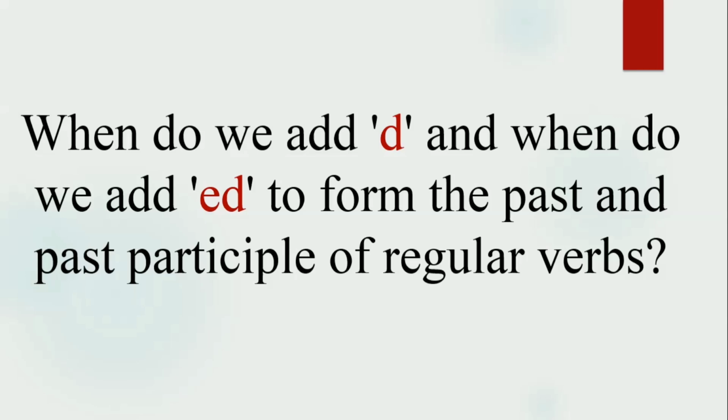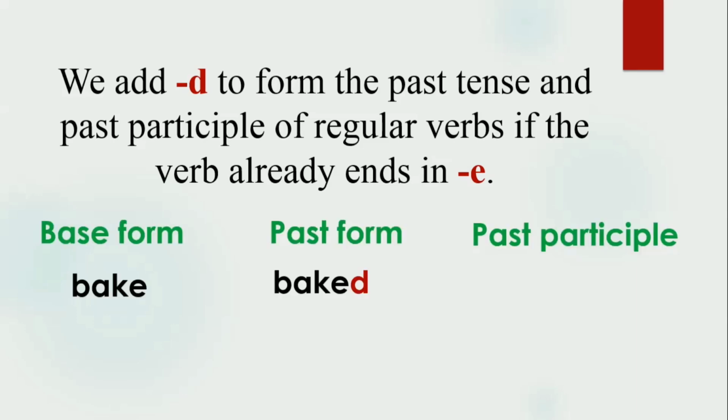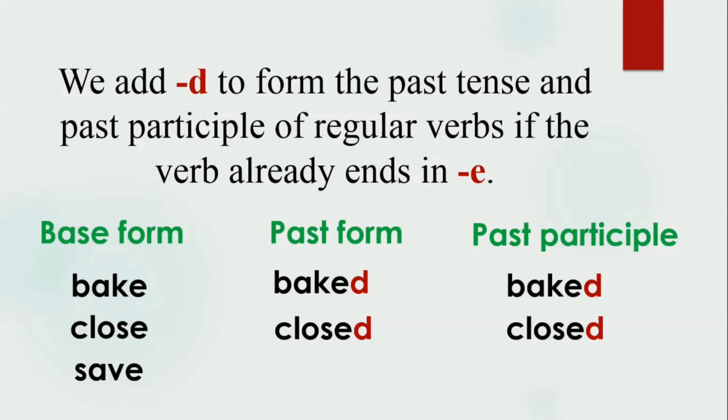Here's a question. When do we add D and when do we add ED to form the past and past participle of regular verbs? The answer is we add D to form the past tense and past participle of regular verbs if the verb already ends in E. For example, bake, baked, baked, close, closed, closed, save, saved, saved.